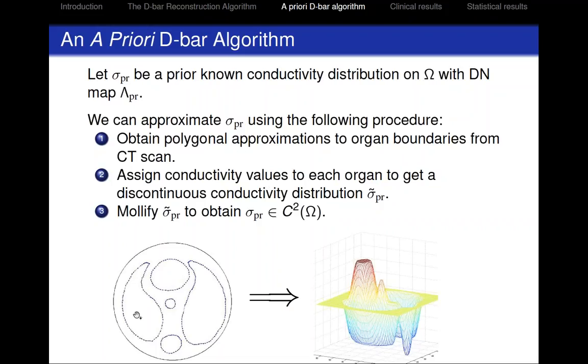So you can use this polygonal approximation to the heart, lung, aorta, and spine. And then we need to mollify it because remember, to compute Q, you have to take a second derivative. So mollify it, compute Q, and then you can obtain a prior for your conductivity distribution, which we'll denote sigma sub PR.